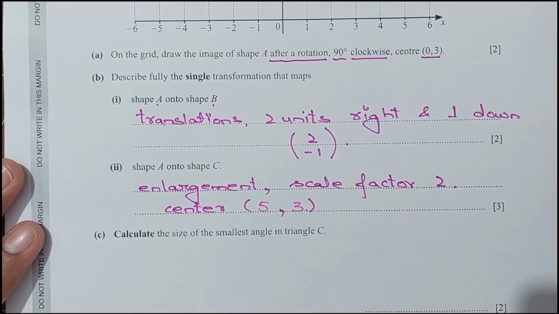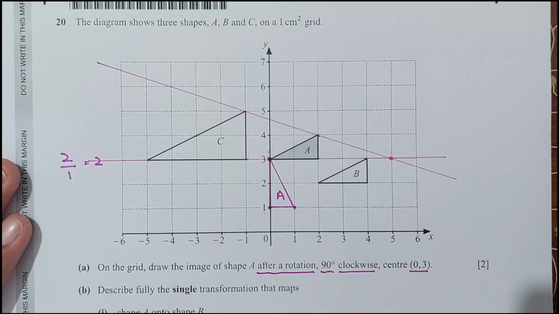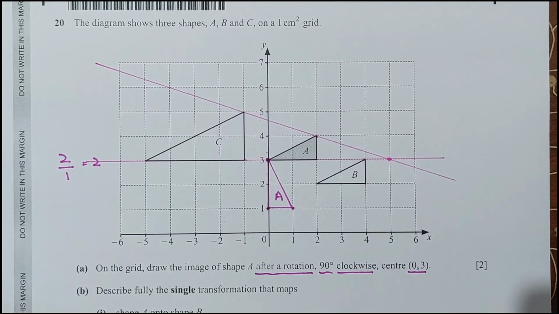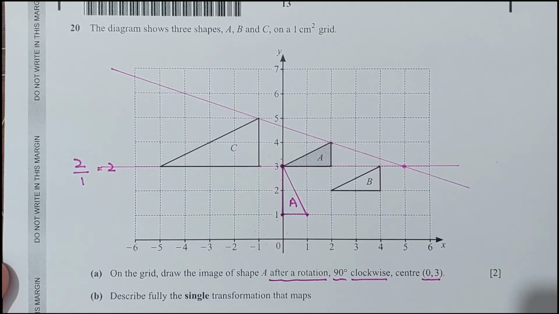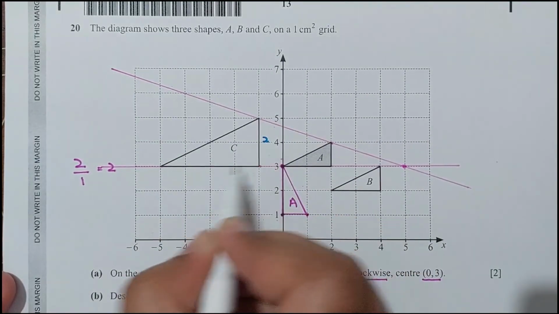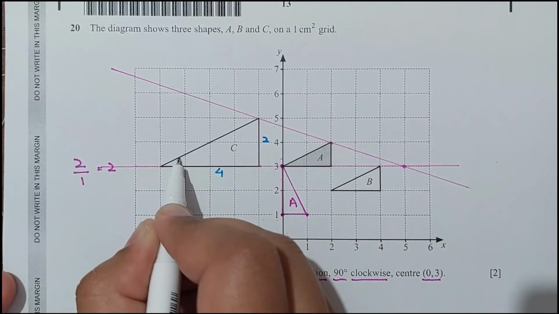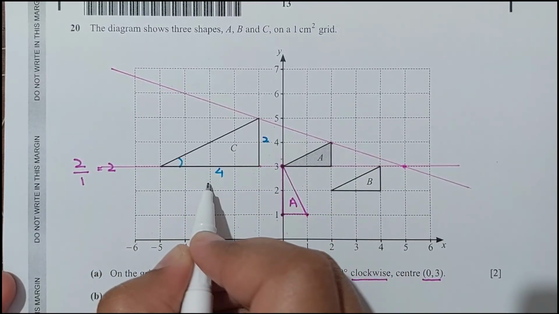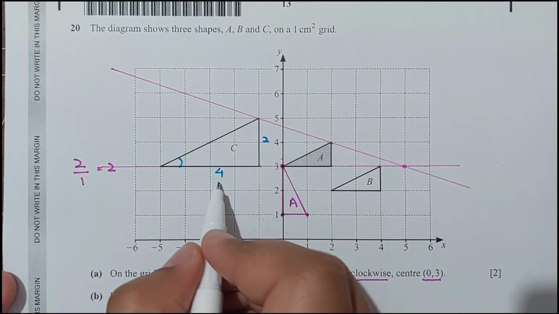Part C, calculate the size of the smallest angle in triangle C. Triangle C, the size of the smallest angle we have to calculate. So look at triangle C. Let me measure. This length is 2 units and this length is 4 units. Now we have to find out this angle. Okay, so opposite and the hypotenuse.